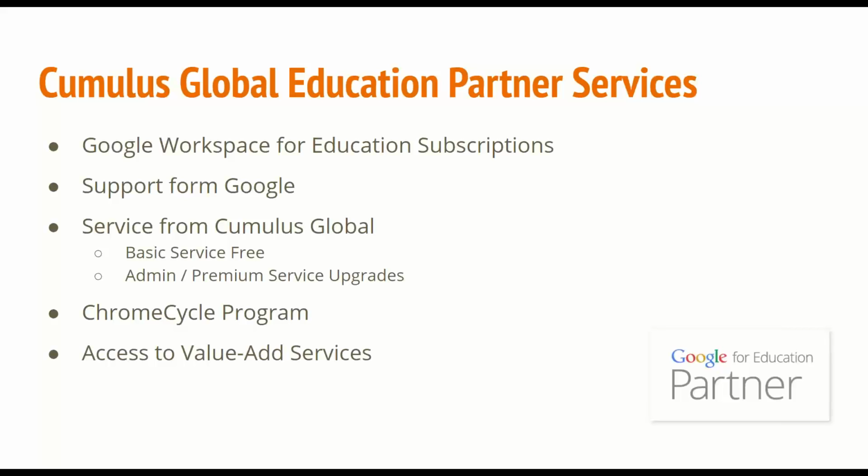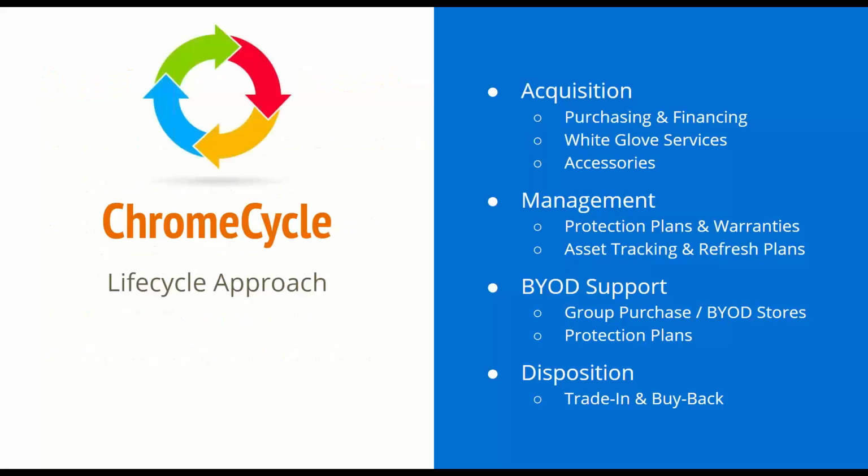When you choose Cumulus Global as your Google for Education partner, you also get free access to our Chrome Cycle program, as well as other value add services that we provide. And just as a reminder, our Chrome Cycle program is a life cycle approach to your mobile devices, your Chromebooks and Chrome devices. We offer services in the acquisition area, everything from purchasing and financing.